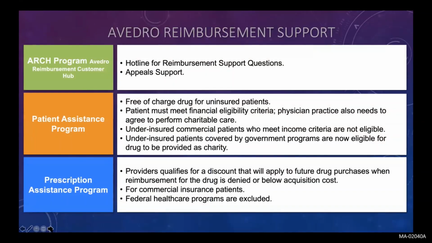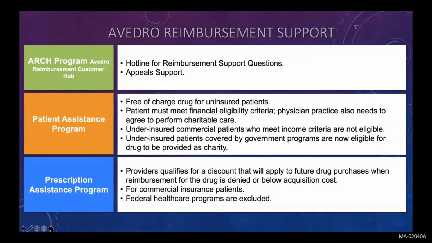Avedro, they've come up with a few programs to also help patients, because I think having an understanding for the patient that this is a financially manageable option really will help to improve their access to this procedure.